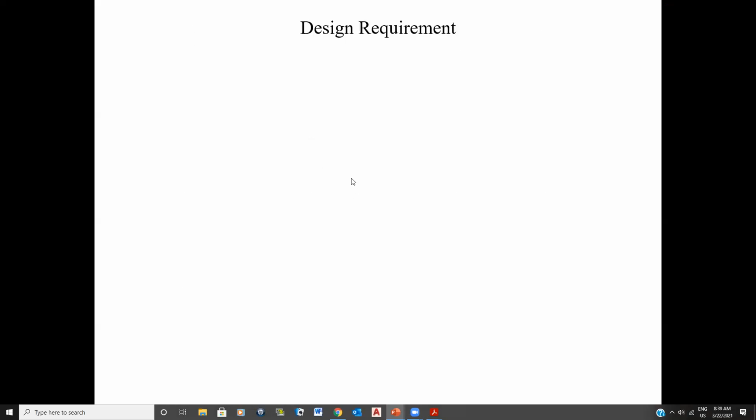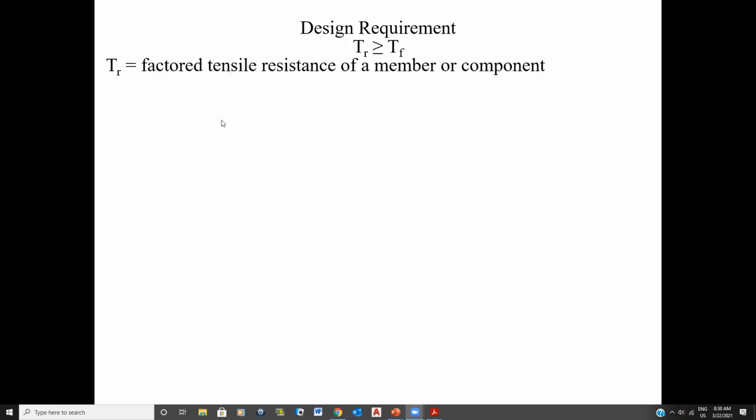Now, what is the design requirement? Just like any other design requirement, the factored resistance, TR, is greater than the effects of the factored force, in this case the TF, okay? So that's the design objective. And so TR is the factored tensile resistance of a member or component.